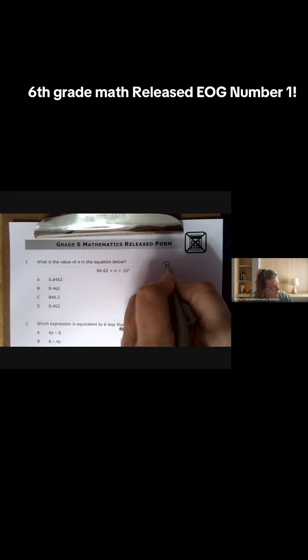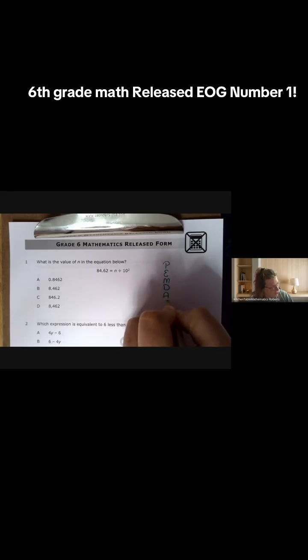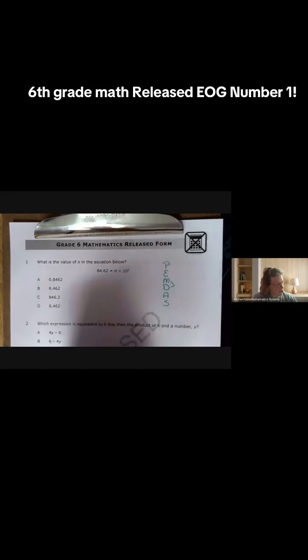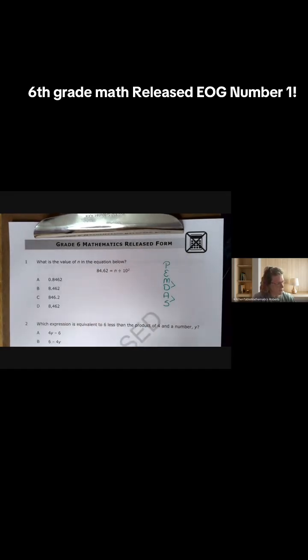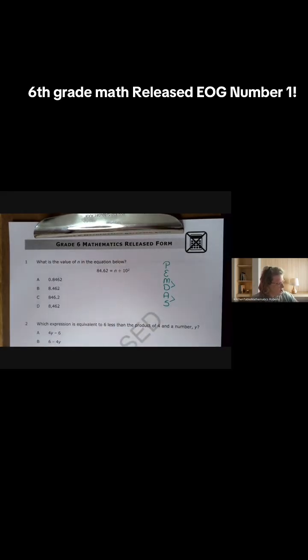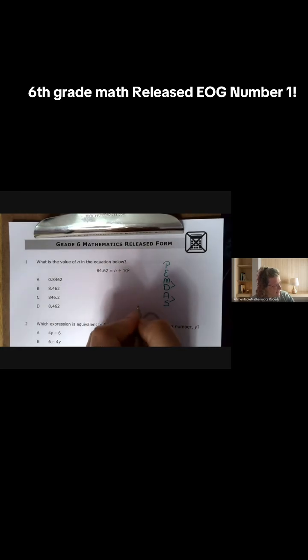So first off, we are going to remember PEMDAS. Your students should know this, or the student, if you're watching this, you should know this. It is our order of operations. We usually remember it by "please excuse my dear Aunt Sally," but it means parentheses first, then exponents. Multiplication and division are from left to right, and then addition and subtraction are from left to right. So when we look at this equation, we do not have any parentheses, so we're going to go straight to the exponent. Our exponent here is 10 to the second power.